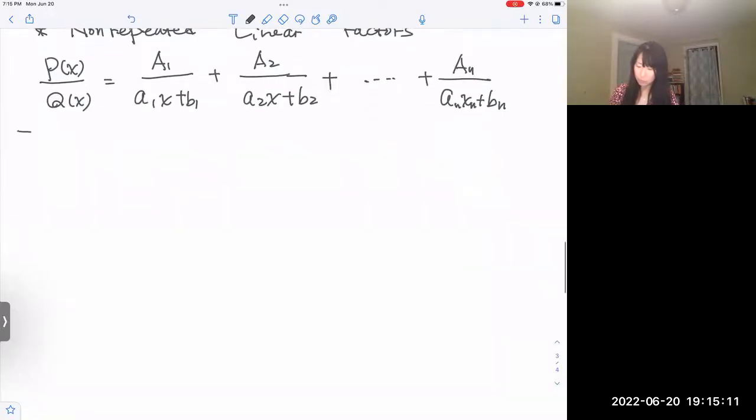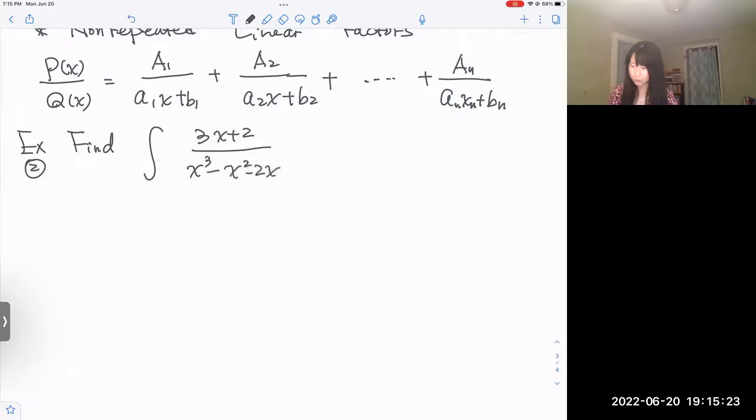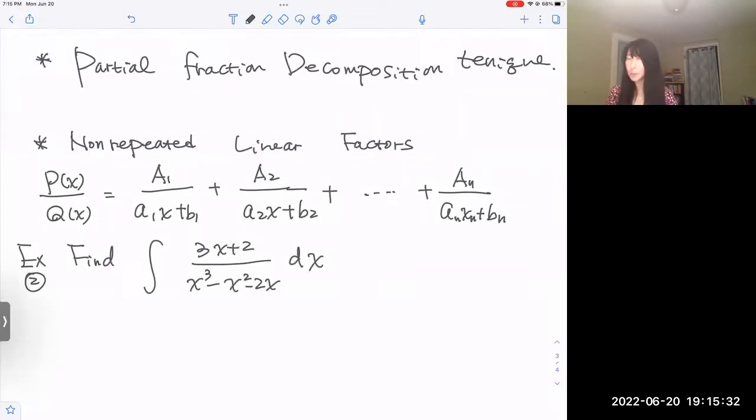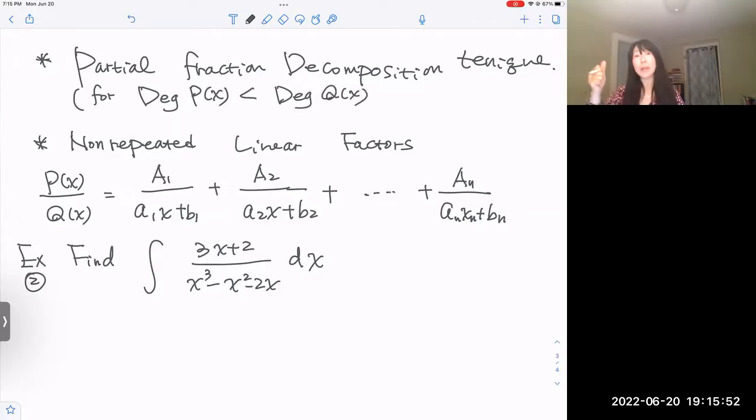So find the integral of 3x plus 2 over x cubed minus x squared minus 2x dx. Okay, so partial fraction decomposition technique, we are using this one for when the degree of numerator is less than degree of the denominator, right? All right, so we checked that, right?